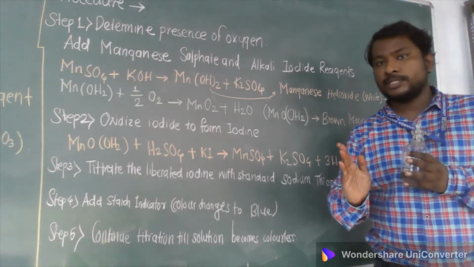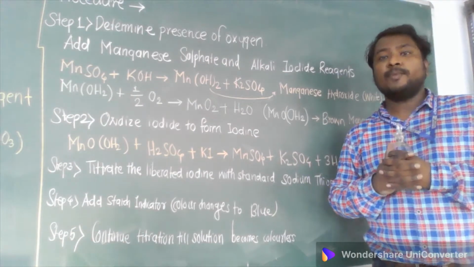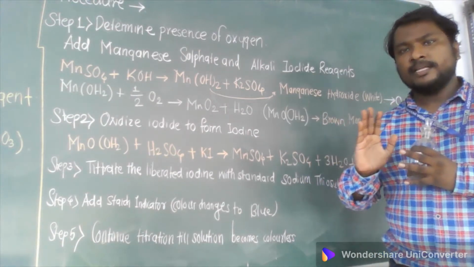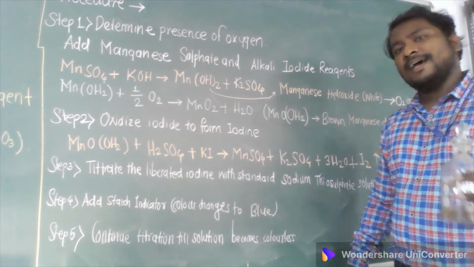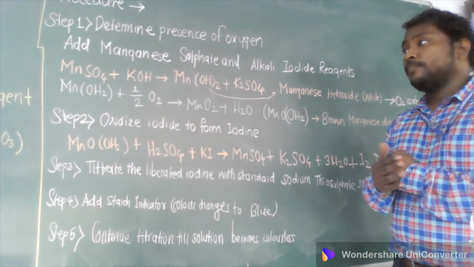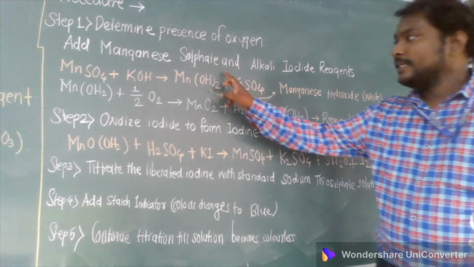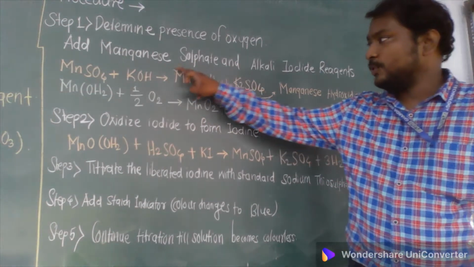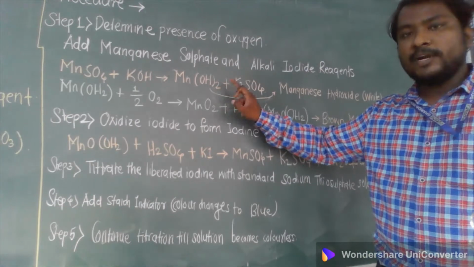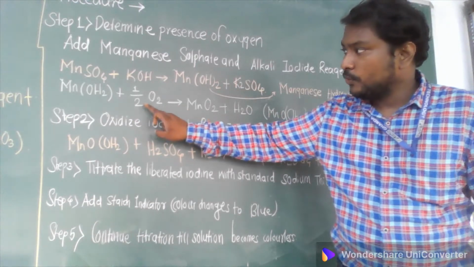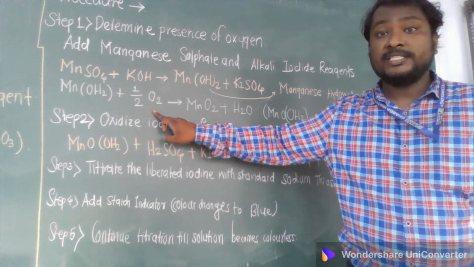You have to stop the process, you have to stop the experiment, because dissolved oxygen is absent. There is no use of doing further analysis. When dissolved oxygen is present, then what will happen? The manganese hydroxide which is formed in this reaction is going to react with the oxygen which is in the dissolved state.